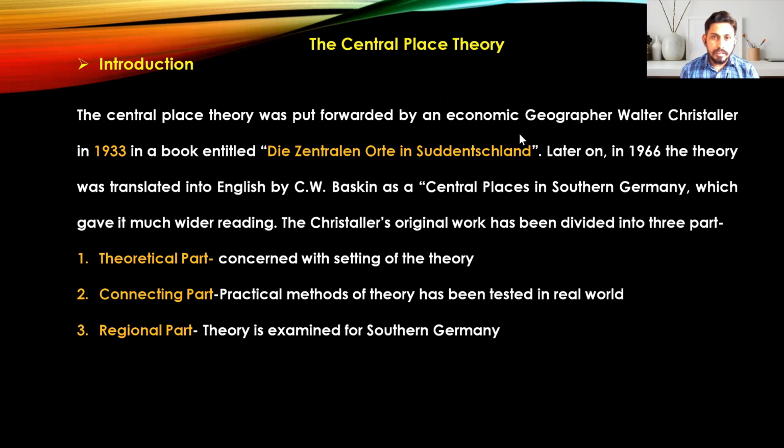Central place theory was first put forward by the economic geographer Walter Christaller in 1933 in a German book, and later, in 1966, it was translated into English by C.W. Baskin. The title of that work was Central Places in Southern Germany, which gave it a much wider readership throughout the world. Christaller's entire original work was divided into three important parts: the theoretical part, the connecting part, and the regional part.